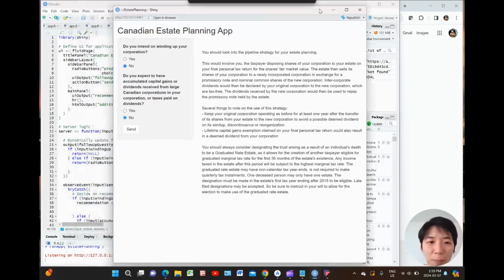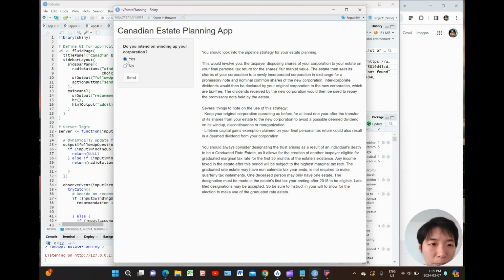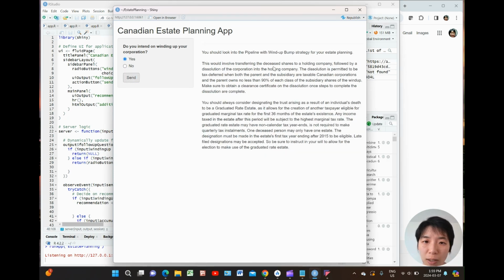And if we just come back to this, let's just have a little more detailed walkthrough on each recommendation. So let's go back to the pipeline with wind up bump strategy. So this involves transferring the deceased's shares to a holding company. So a holding company is basically a company that doesn't have any business activity other than investments. So it holds assets and it generates income from assets. And this is followed by a dissolution of the corporation into this newly incorporated holding company.